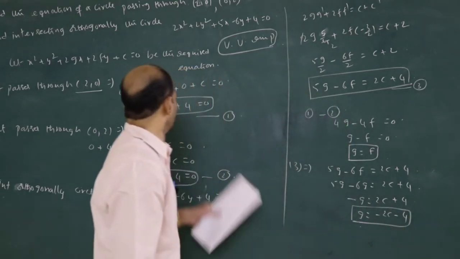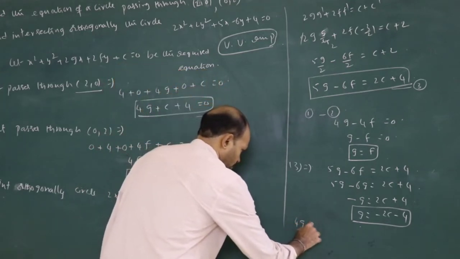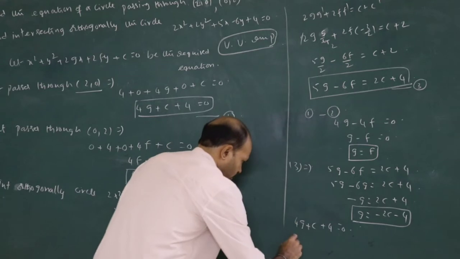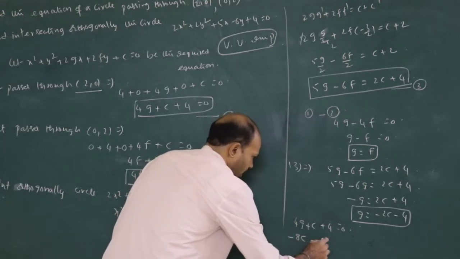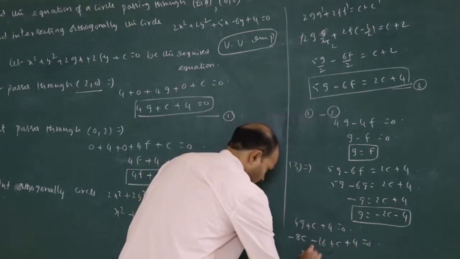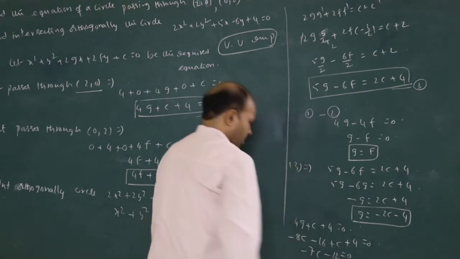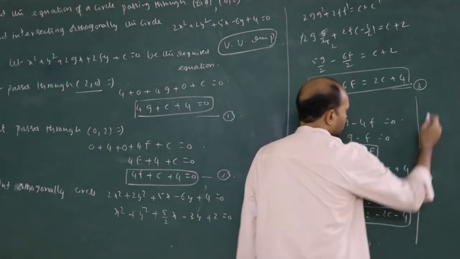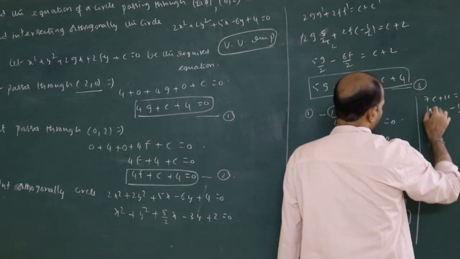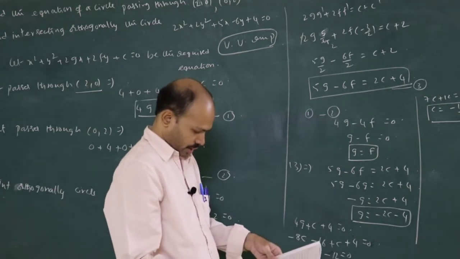Apply this g value in either one. Say, what is the first equation? 4g plus c plus 4 is equal to 0. 4g, what is 4g? Minus 8c minus 16 plus c plus 4 is equal to 0. Simplify this. Minus 7c minus 12 is equal to 0. 7c plus 12 is equal to 0. c is equal to minus 12 by 7.